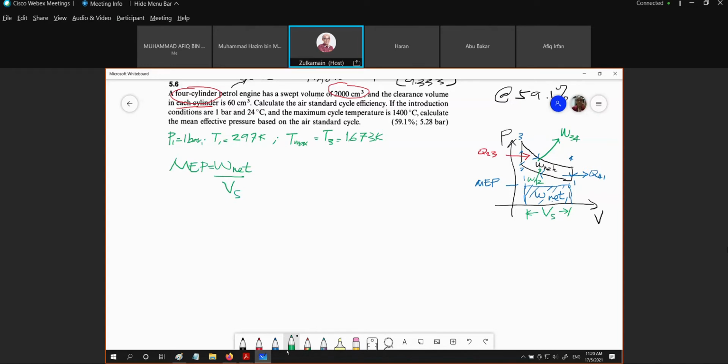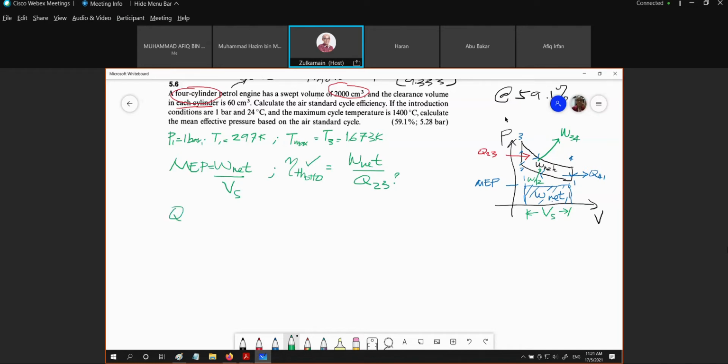We already have the VS. Remember, this PV cycle, the Otto cycle that we have sketched right here, is basically for one cylinder. So that's why right here we use the VS value as 500. Okay, so how to get the W net? We know our thermal efficiency. What is the definition of thermal efficiency? This is equal to the W net divided by the Q in, which is the Q23. So from here, we have the thermal efficiency, 0.591. And now we have to solve for the Q23 in order to get the W net.